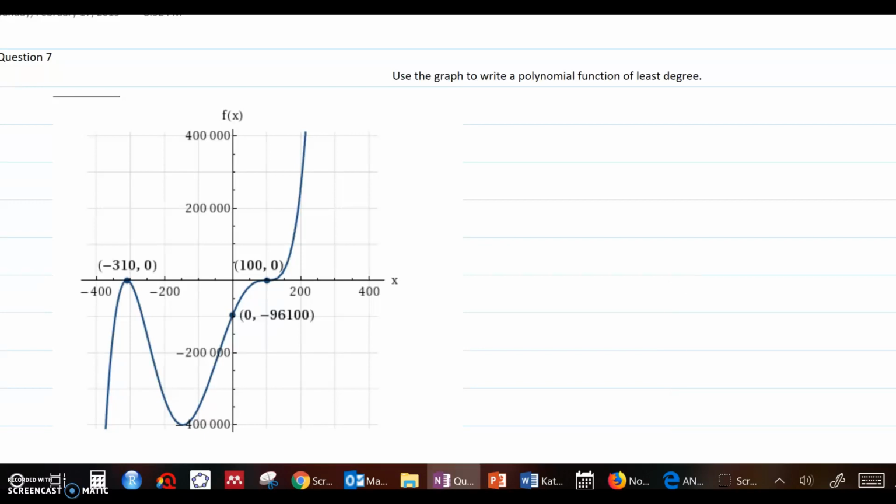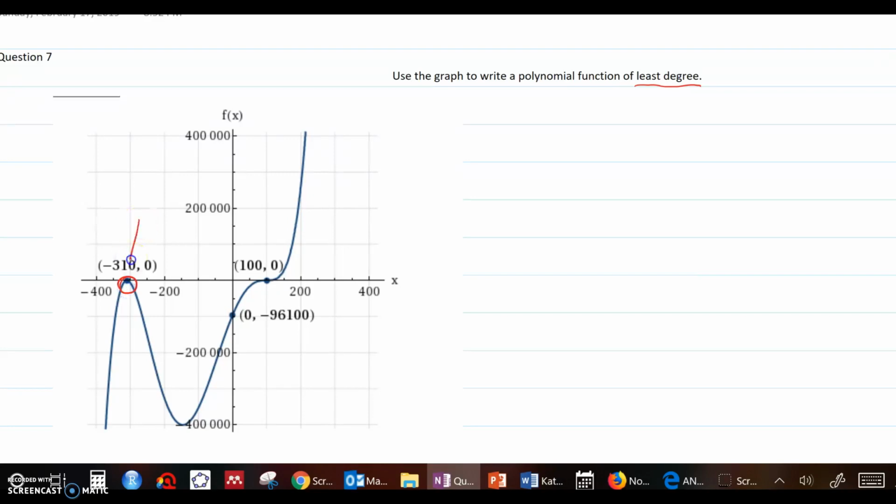So I'm going to try to solve the question here. Hope it helps. We have been given this polynomial on question 7, quiz 7, and they ask us to write down the polynomial with the least degree. All right, so we know a couple of things.